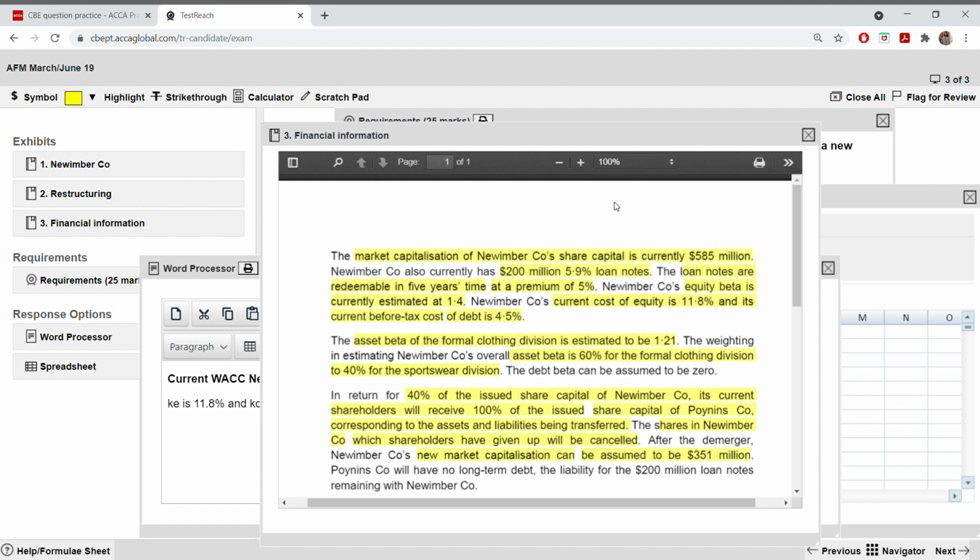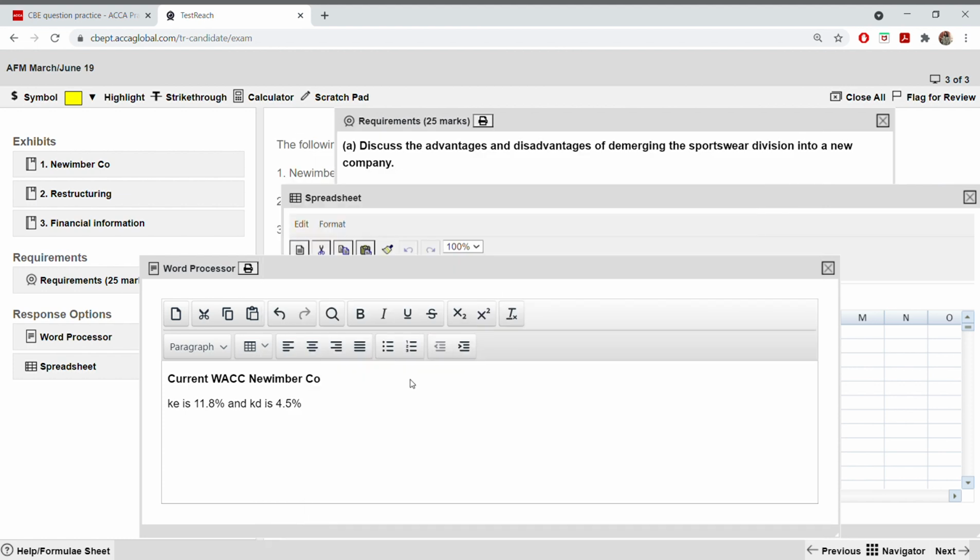Sometimes they give market value as a share price, like they will give a share price and the number of shares. Then you multiply and find. Sometimes they will just give you the total value, like in this case, 585. So market value of equity and cost of equity is already given. Cost of debt is also given. What else to find? What do you need in that WACC formula? You need market value of debt. So next thing is market value of debt you have to find out.